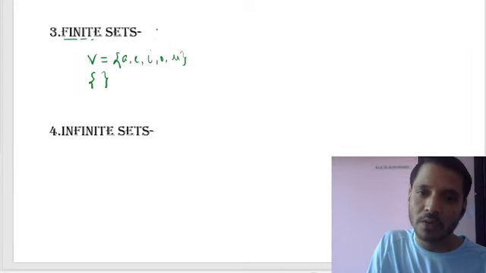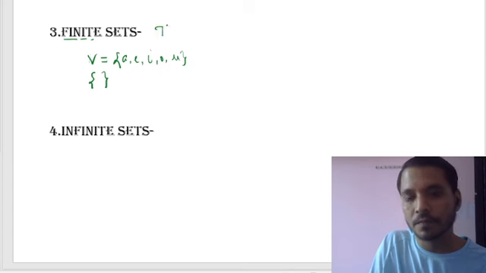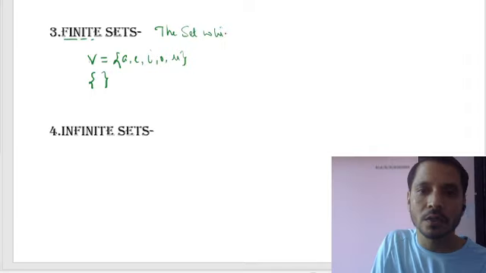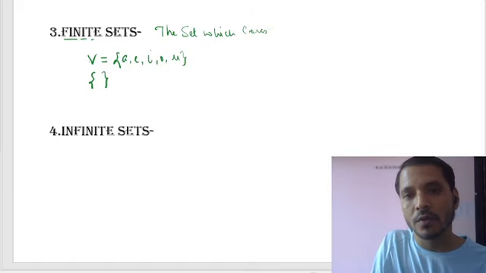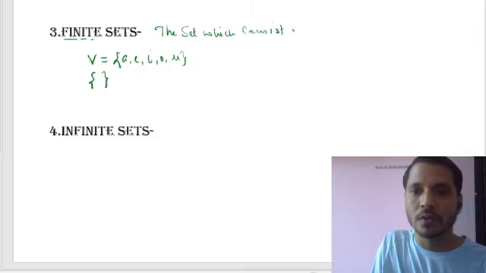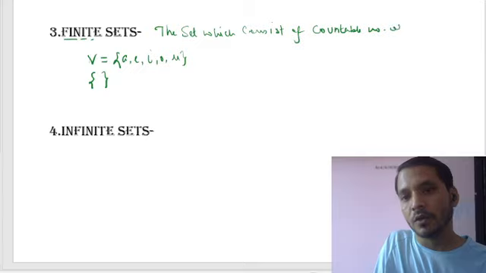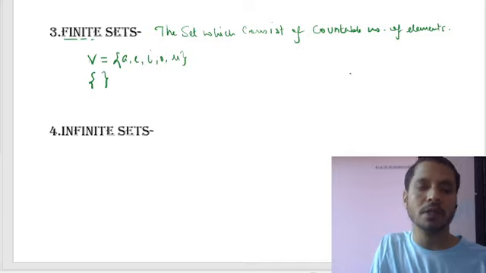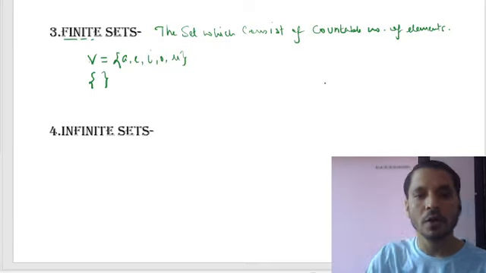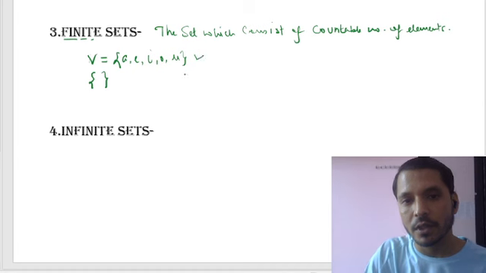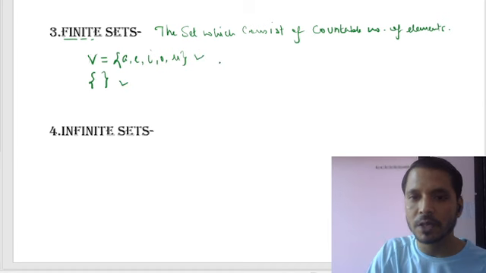So the set which consists of a countable number of elements, that is called the finite set. This is also called the finite set. We can take multiple examples, right? Here for this finite set.